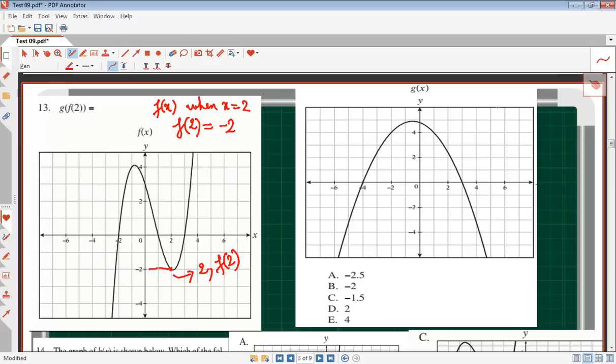And we look at the graph of the function g. We have the value of function g when x equals minus 2. This point is minus 2, and the value of the function g(x) when x equals minus 2 is the number 4. Number 4, that is option E.